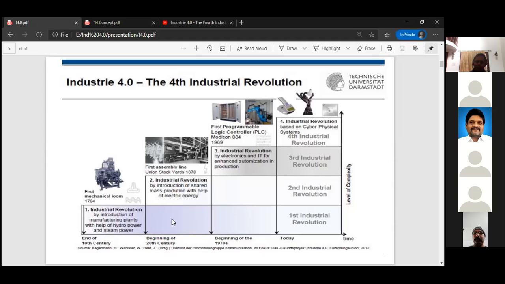The interesting thing is that you have these what are called cyber physical systems. As the term says, you have the interplay of cyber as well as physical systems. I will also do some definitions as we go along. So this gives you a broad picture of the evolution of manufacturing and production, and the industrial revolution thereof.